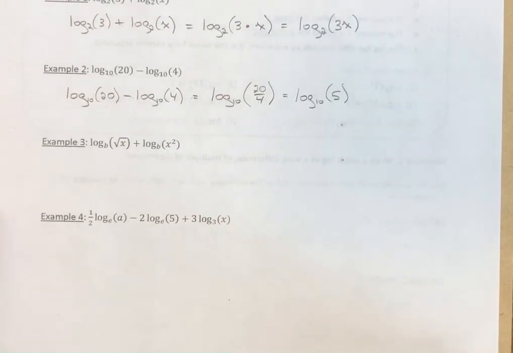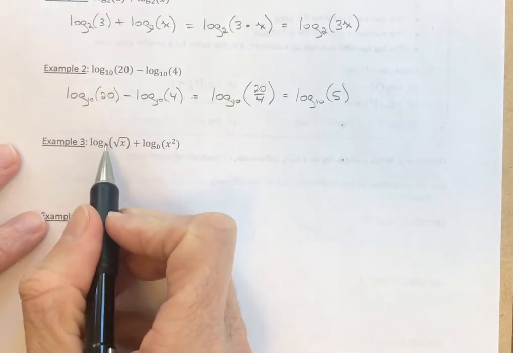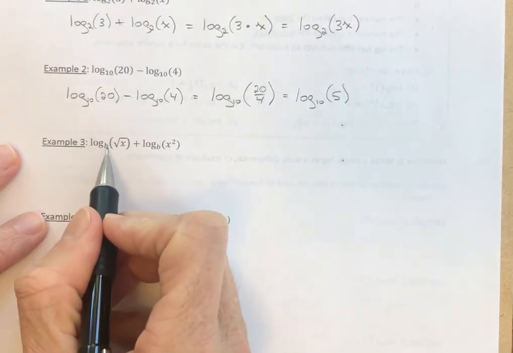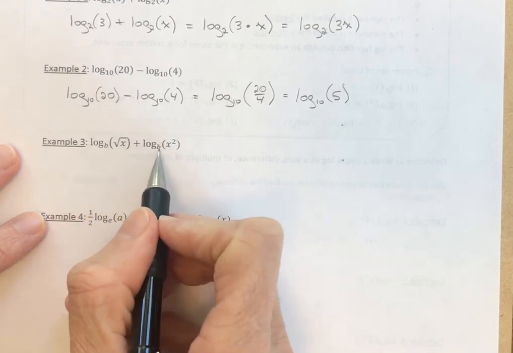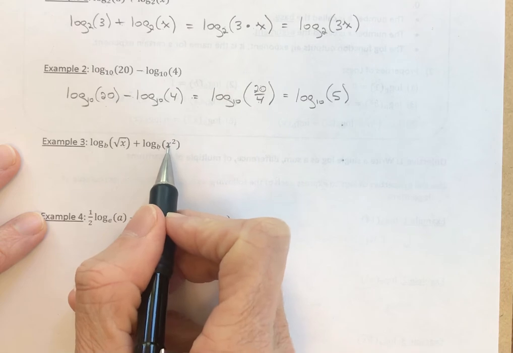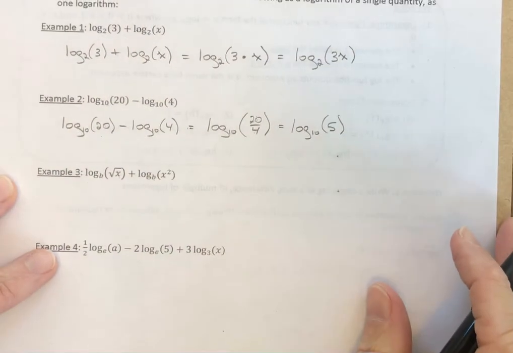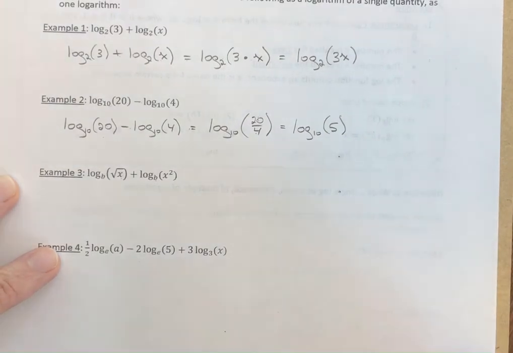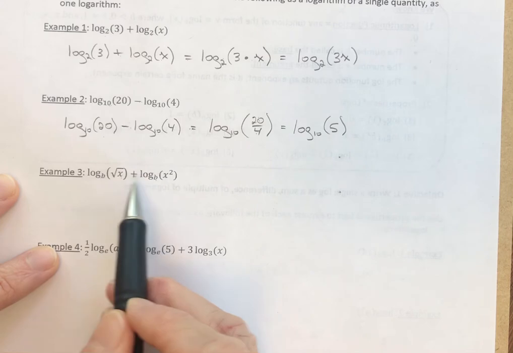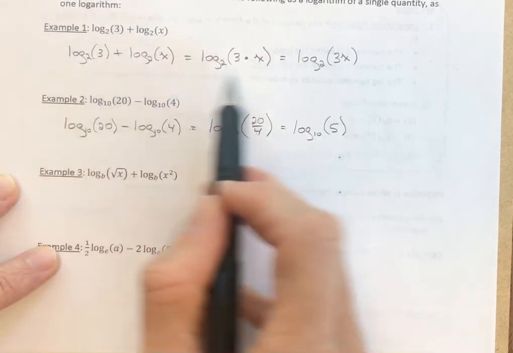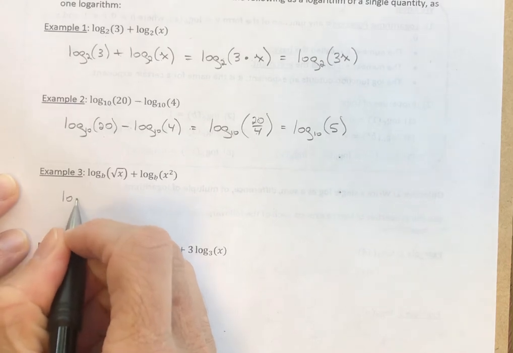Okay, two more. We're playing with this a little bit. Let's get back into these roots a little bit. The log base b of the square root of x plus the log base b of x squared. Well, this looks an awful lot like this one. We're adding two logs with the same base, and we know the multiplication rule applies. So I'll rewrite the problem.